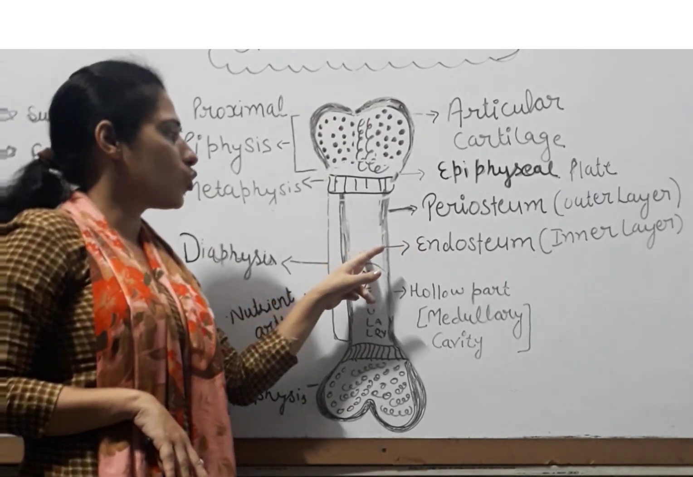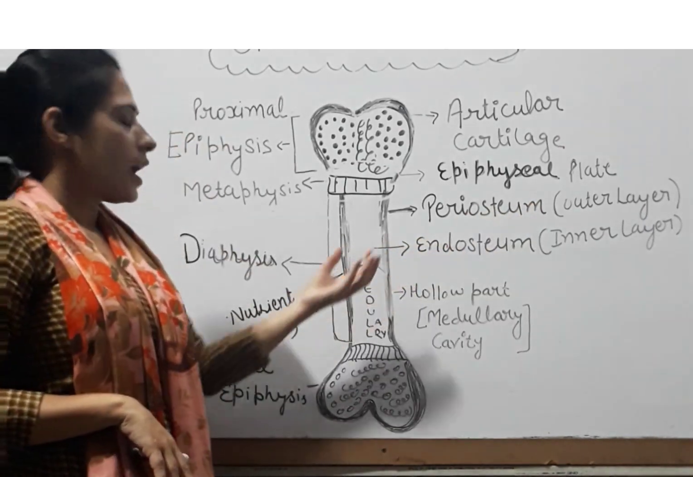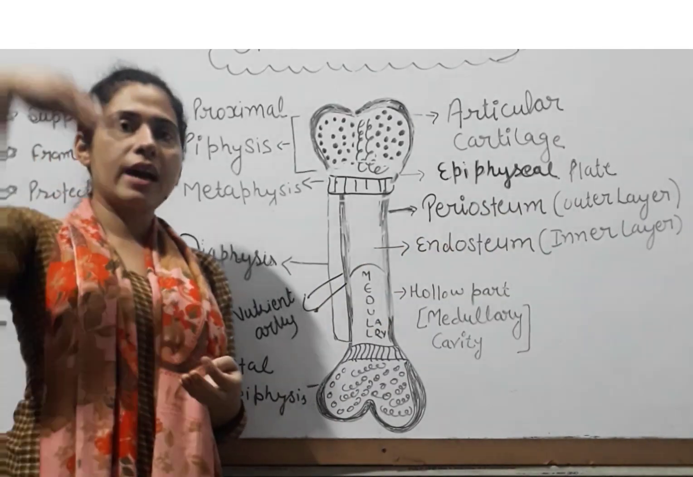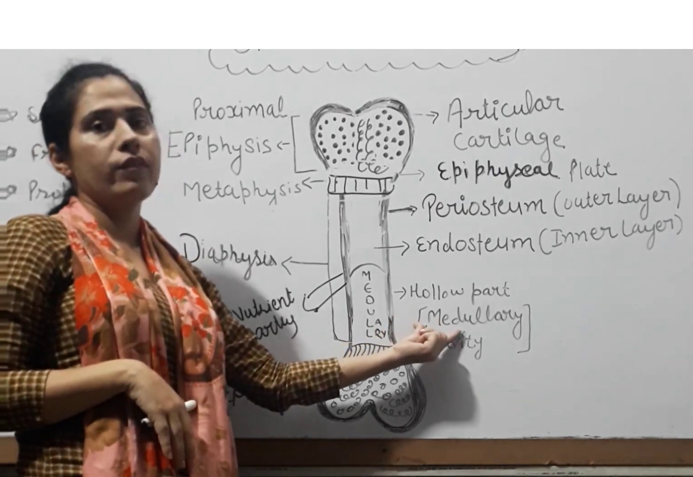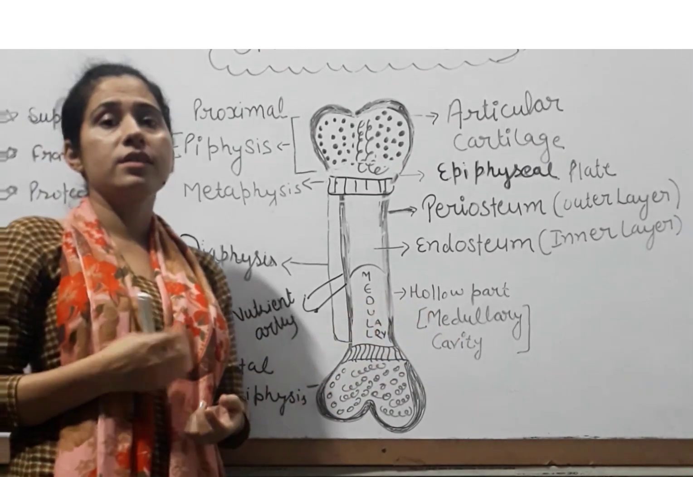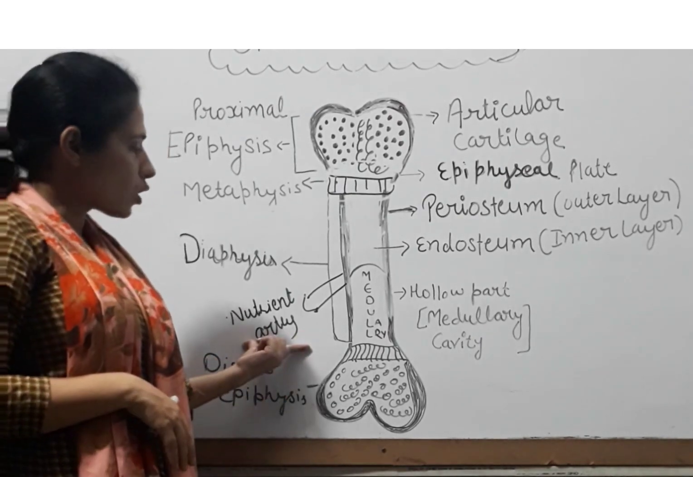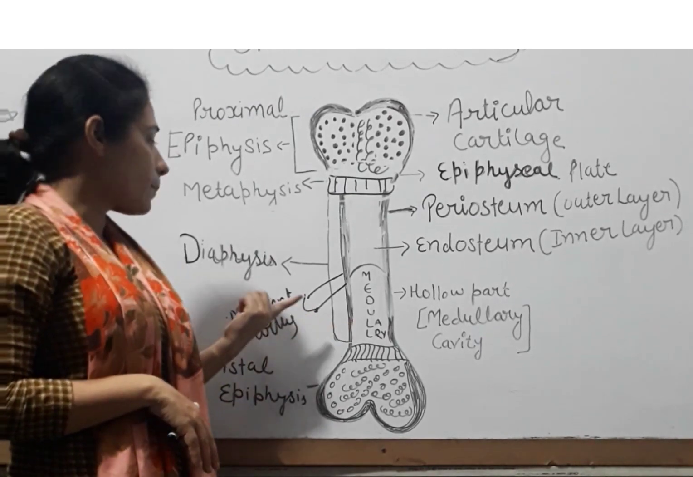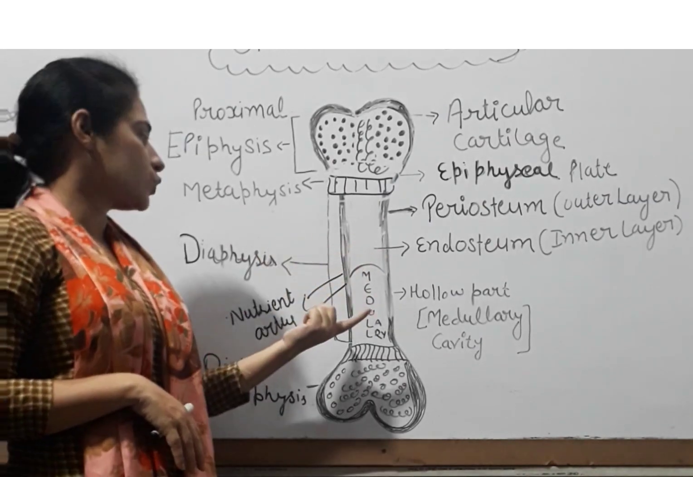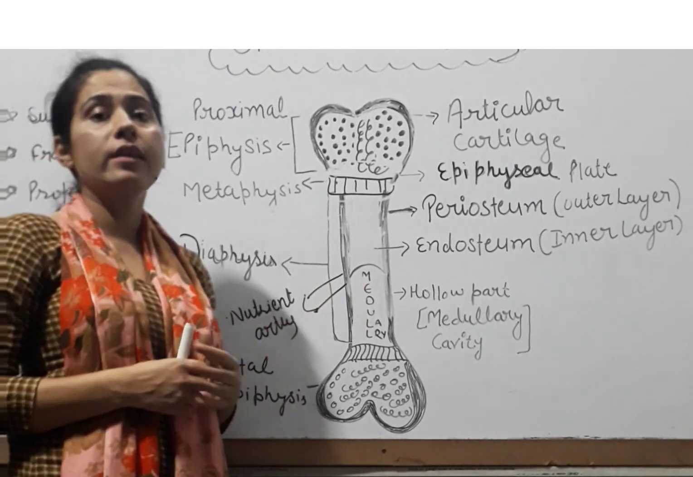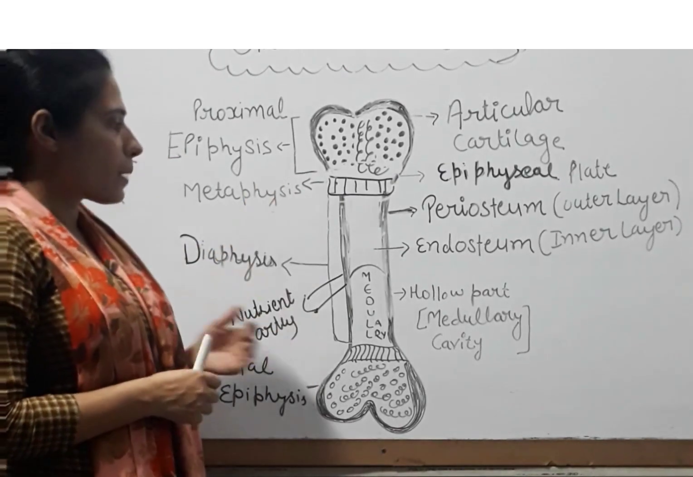The inside layer is known as the endosteum. This is the inner layer, and this is the outer layer. When you cut a bone, you will notice that inside the bone there is a hollow space, a cavity, which is known as the medullary cavity. In the medullary cavity there is yellow bone marrow, which provides us energy, and there is also the nutrient artery, which supplies blood to the bone for the growth of bone, for the formation of bone, for the ossification process. Through the blood, bone receives important minerals such as calcium and phosphorus. So these are the parts of bone.